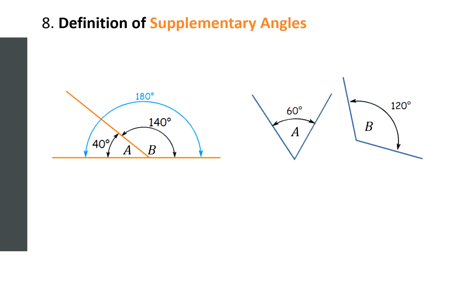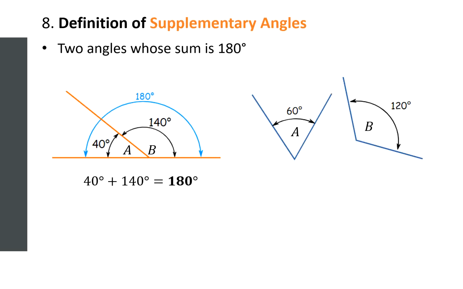Number 8, definition naman ng supplementary angle. So, ito naman, dalawang angles na pag pinag-add mo ay equal sa 180 degrees. So, pwede silang adjacent, magkatabing angle, or pwede naman ay magkahiwalay na angle. So, doon sa unang figure natin, adjacent, magkatabing angle, 40 plus 140 is equal to 180 degrees. So, these two angles are supplementary.